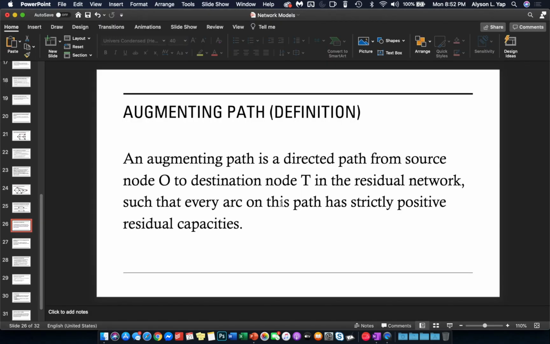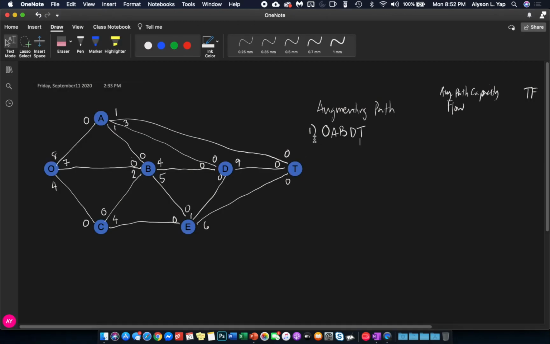Second, are the capacities strictly positive? Let's look. The capacity of OA is 8. The capacity of AB is 1. The capacity of BD is 4. And the capacity of DT is 9. Therefore, this path from O to A to B to D to T is an augmenting path. And the capacity of this augmenting path is the minimum, which in this case, you have to compare 8, 1, 4, 9. So the capacity of this augmenting path is 1.